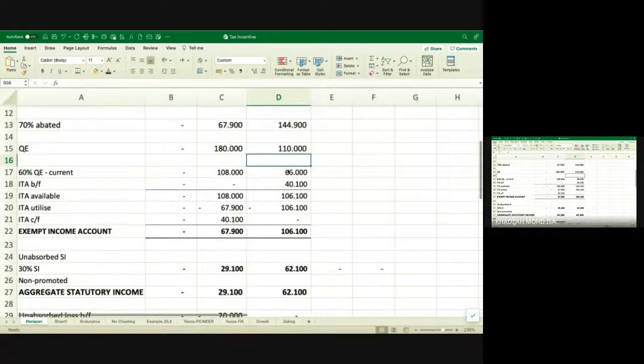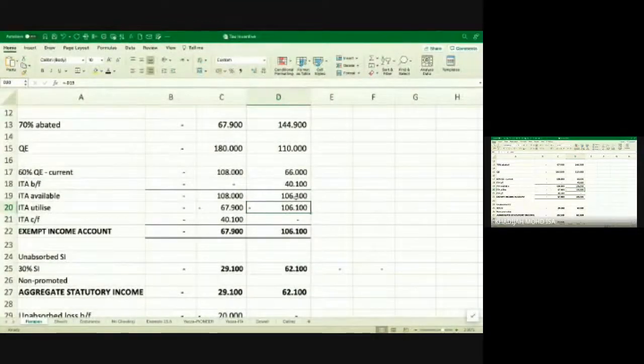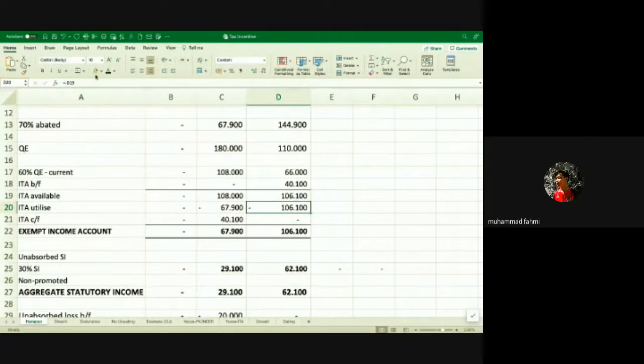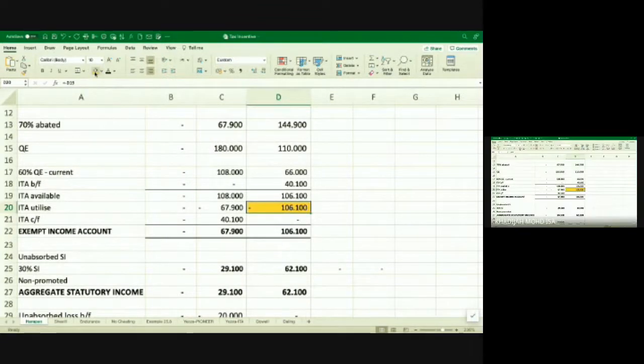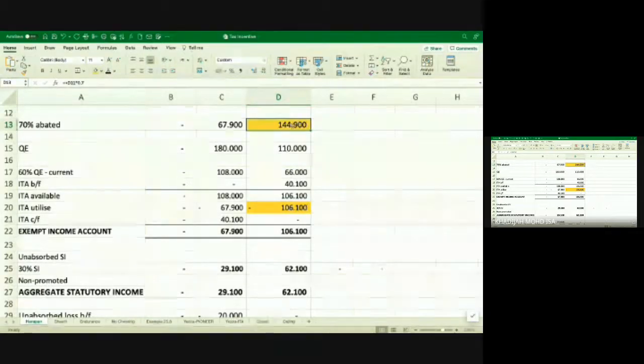Okay, 110. So 60% is 66. So how much you're going to utilize here? 66. Berapa you punya abated? 70% is 144.9. Right? So 66 plus 40.10, dapat 106. So you utilize everything lah, because you want to compare that with your 144.9 kat sini, 70% abated. So you're going to utilize everything lah.